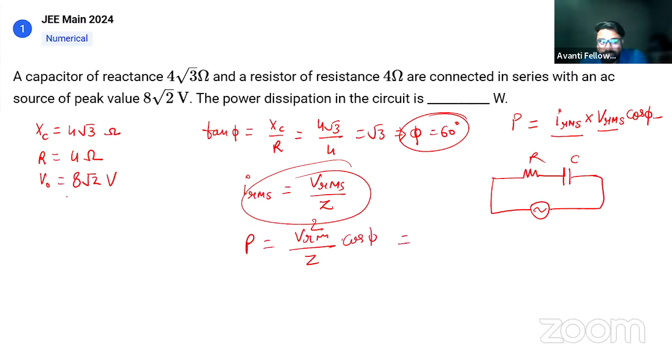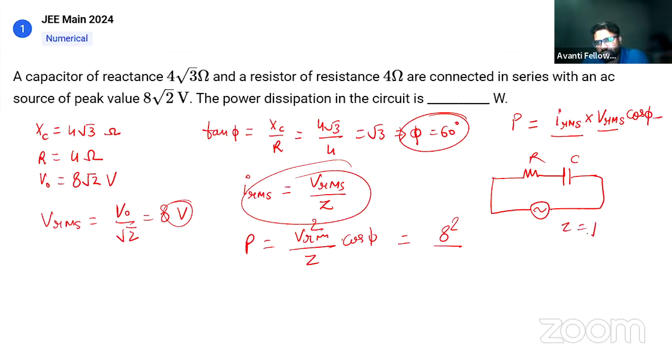Now we know the value of V naught. We have to calculate the VRMS. VRMS is nothing but V naught by root 2. We all know that. V naught is given as 8 root 2, so it will become 8 volt. VRMS is 8 square divided by Z, is nothing but you have to square root of that.